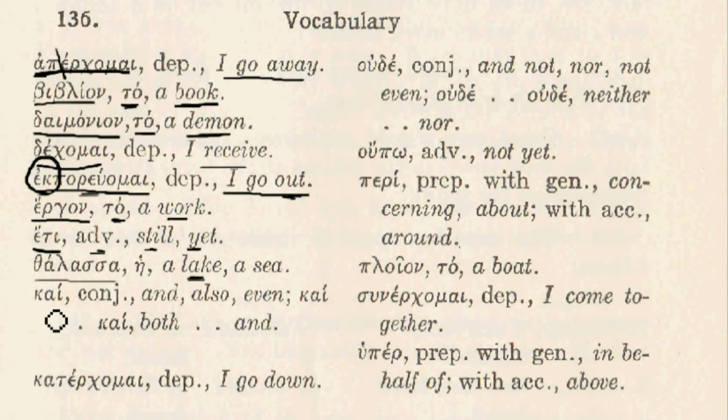I mentioned earlier kai and kai, the combination here. When taken together, kai can mean and, it can mean also, it can mean even, kind of an intensifier, an emphasizer, and it also can be used in combination with another word kai, and in that case it can mean both and. Katerchomai, we've already had the word kata.